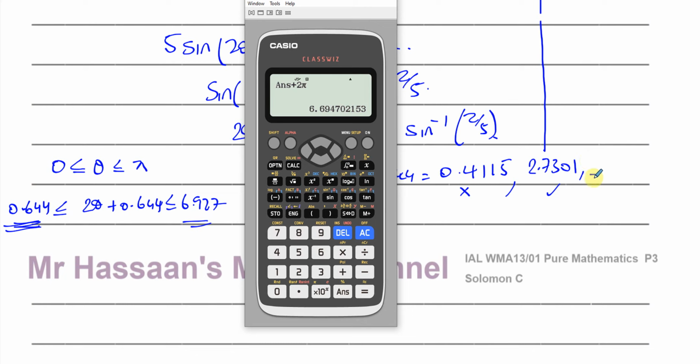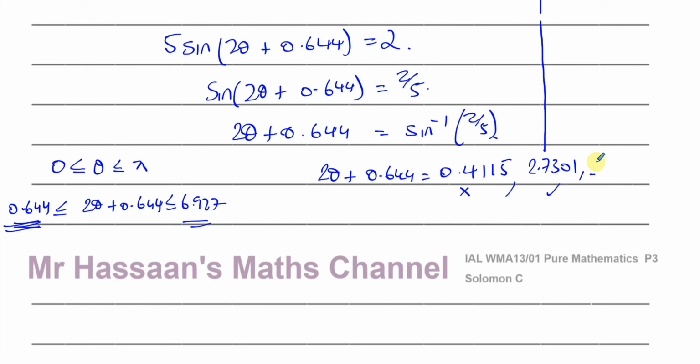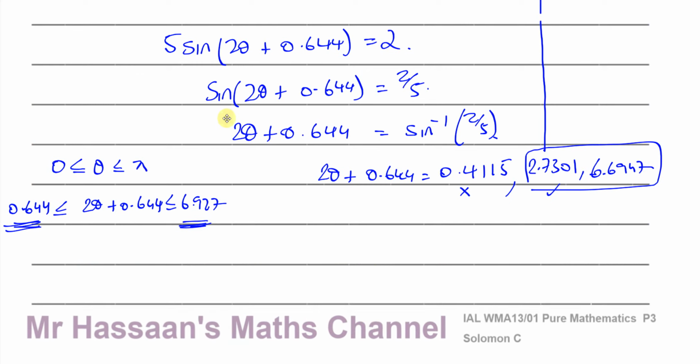6.6947. We can see that's within the range. 6.69 is in the range. So we have these two as our answers that are in the range. So now we have to adjust them to make them in terms of theta. So I have basically the answers I'm going to accept.